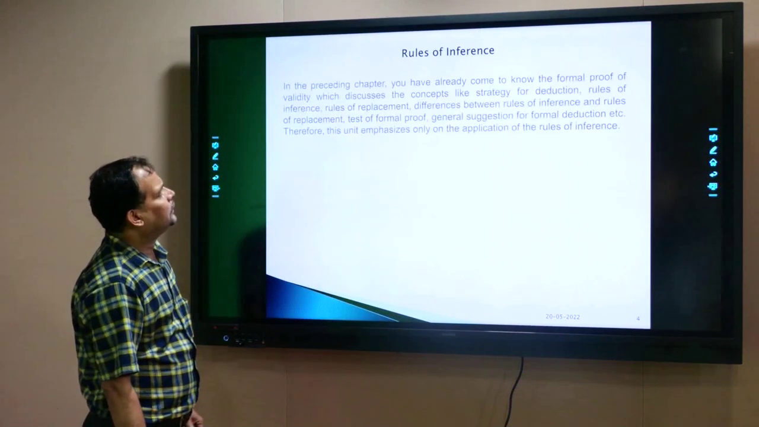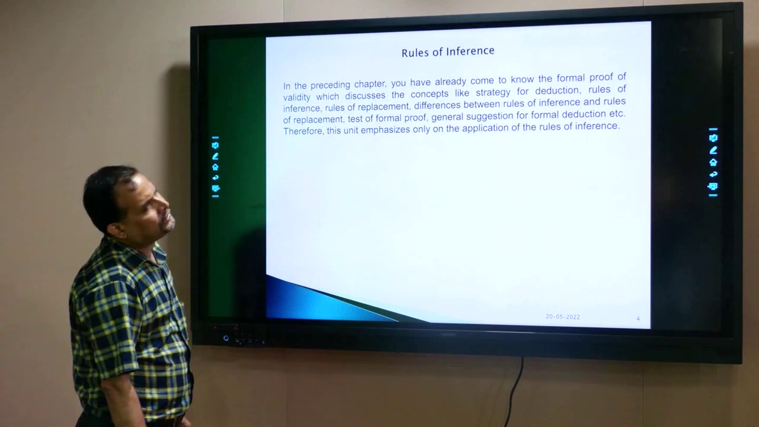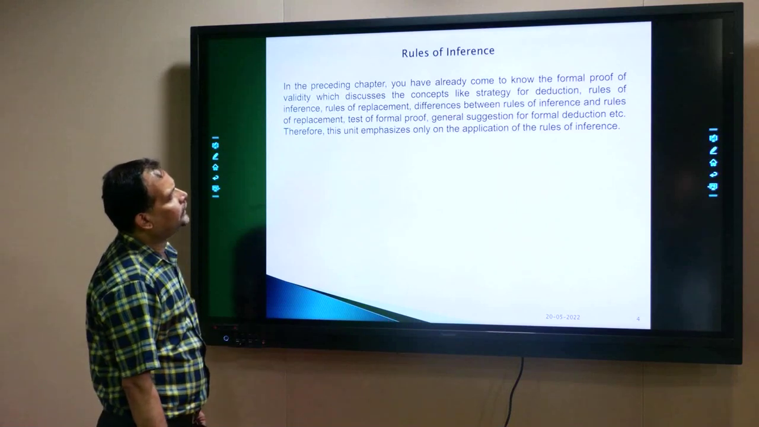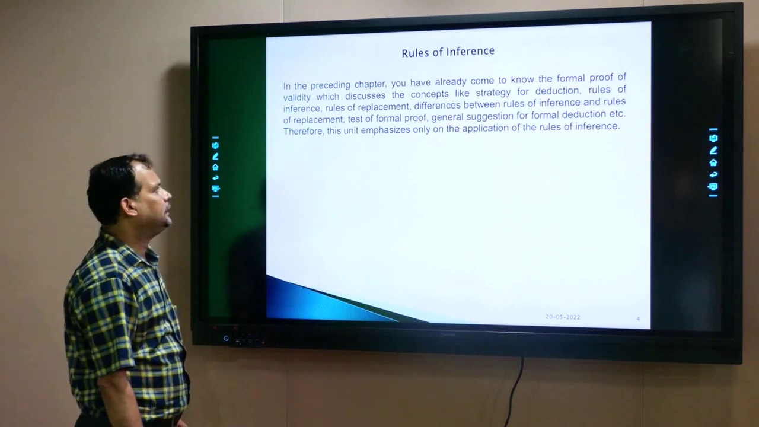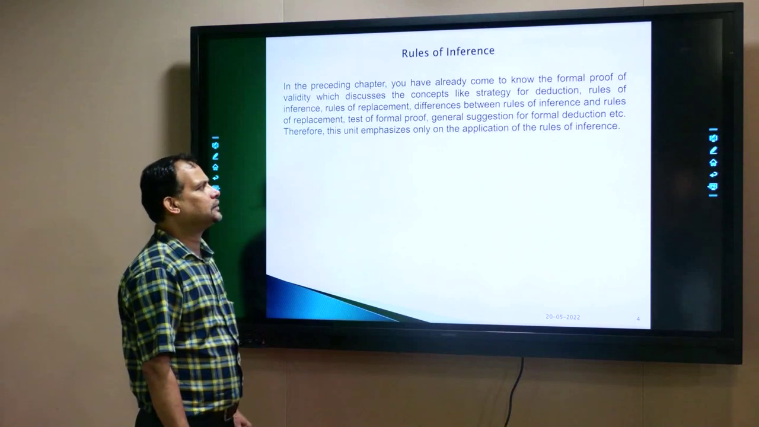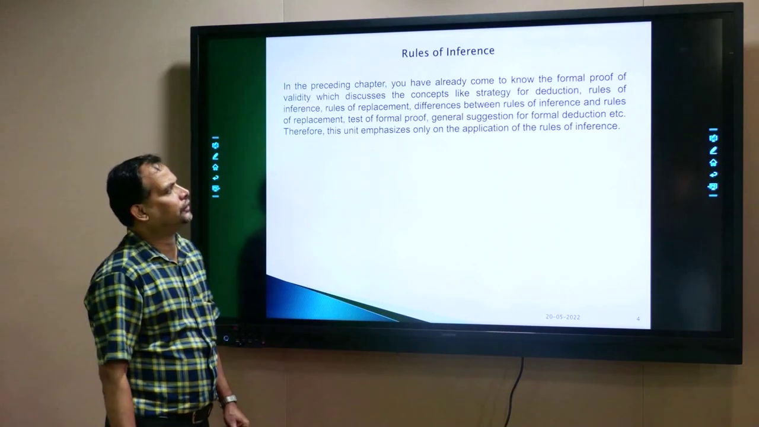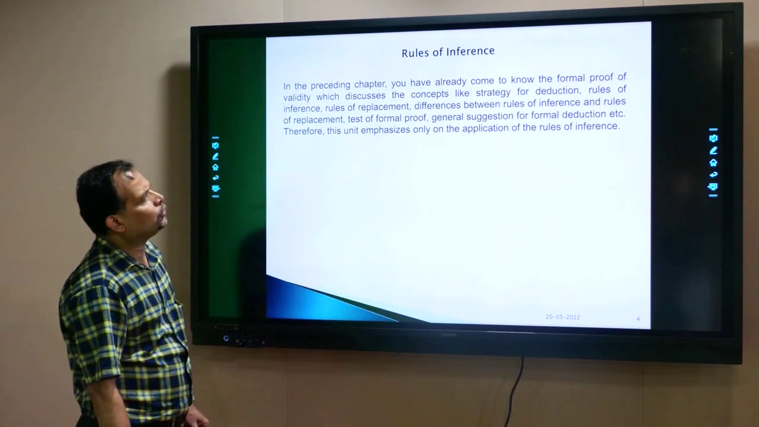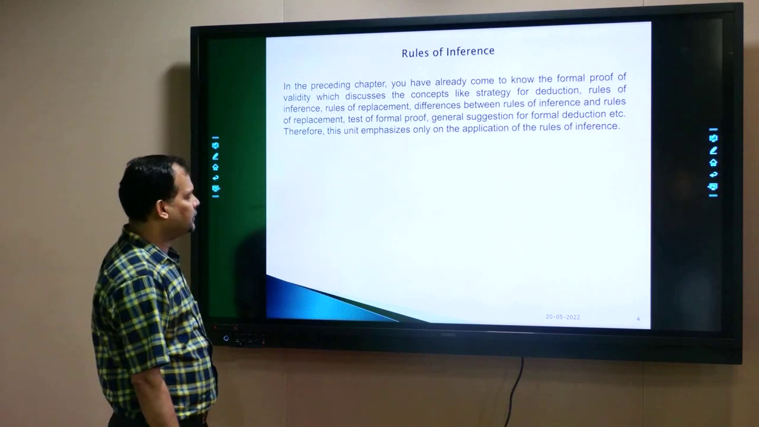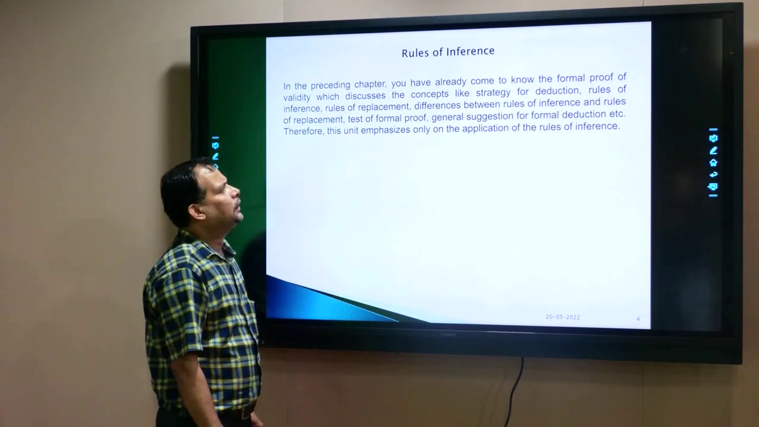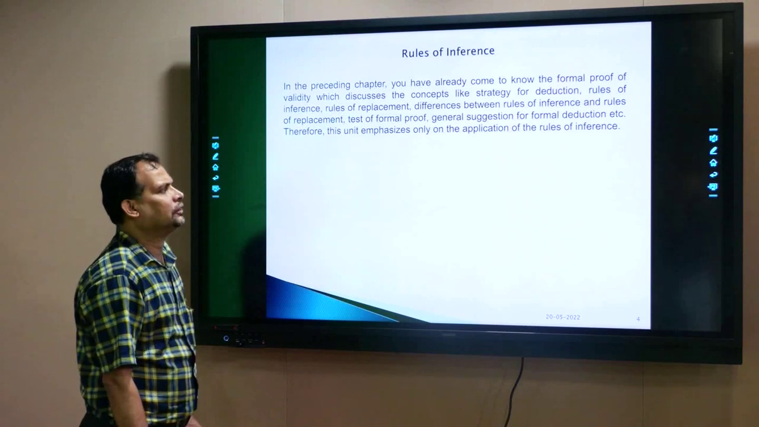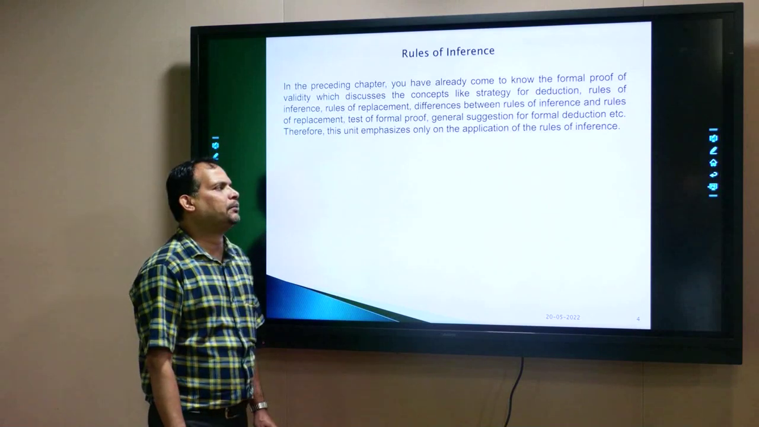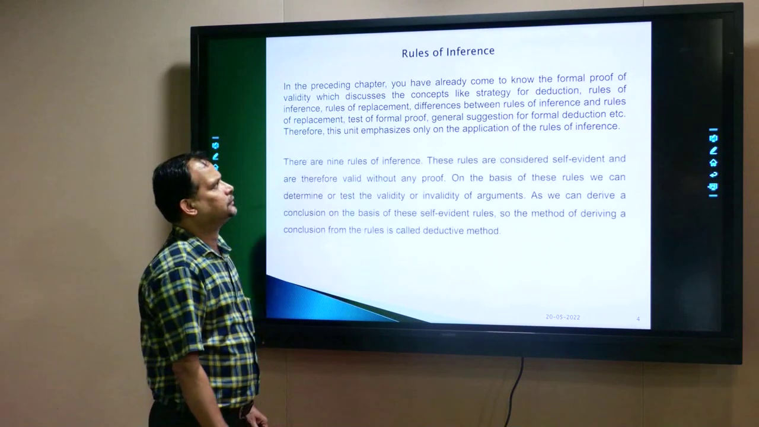Now, dear learners, you will see what is rules of inference. In the preceding chapter, you have already come to know the formal proof of validity, which discusses concepts like strategy for deduction, rules of inference, rules of replacement, differences between rules of inference and rules of replacement, test of formal proof, general suggestion for formal deduction, etc. Therefore, this unit emphasizes only on the application of the rules of inference.